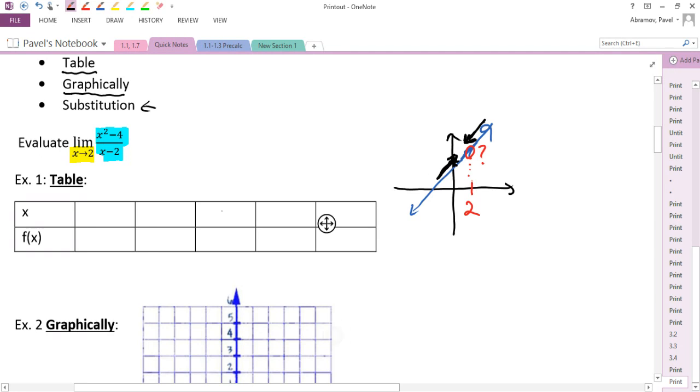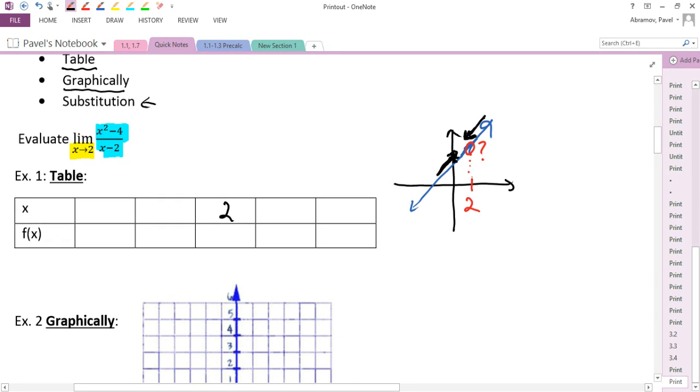What I mean by this is, if I'm trying to get to 2 in the middle, from the left side we're going to substitute numbers very close to 2, but less than 2. So for example, 1.9, 1.99, and 1.999. When I'm approaching 2 from the right side, I'm going to be plugging in numbers from the right side of 2, such as 2.01, 2.001, and so on. So we're getting closer and closer to 2 from both the left and the right side.